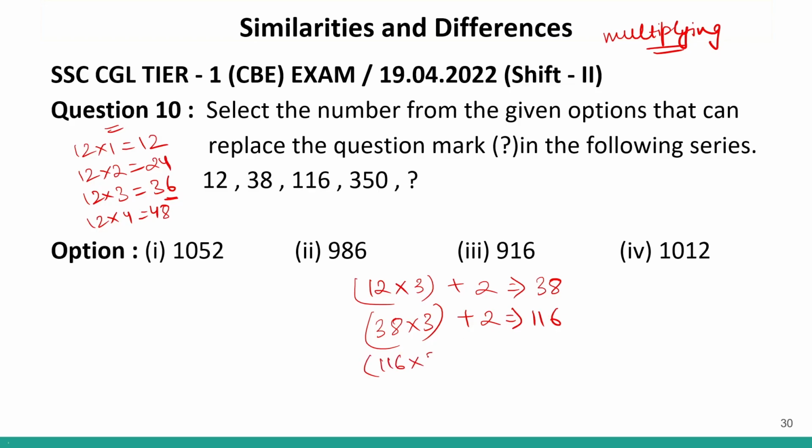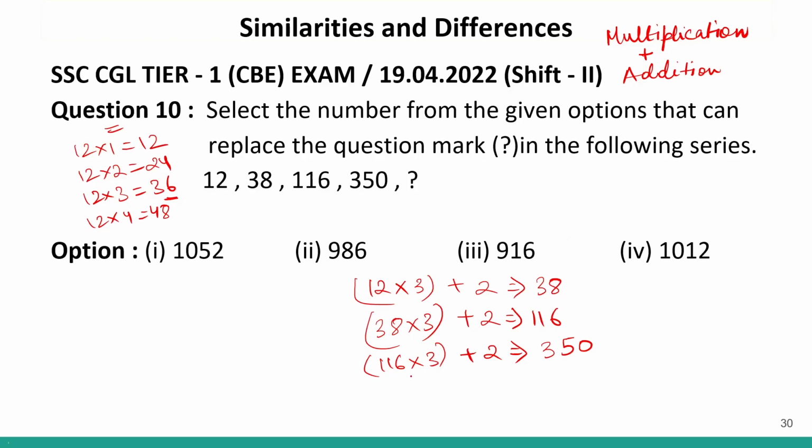Similarly, 116 into 3 plus 2 will give me 350. So what I'm doing, I am using two operations. I'm using multiplying plus addition. So I'm using two operations, multiplication and addition. Okay, so two operations are being done on this particular question.